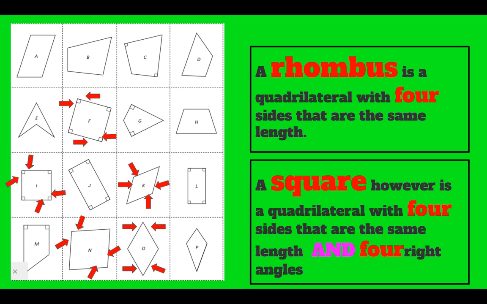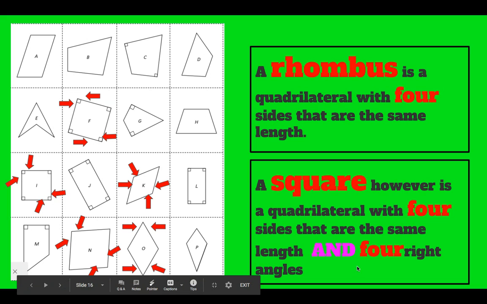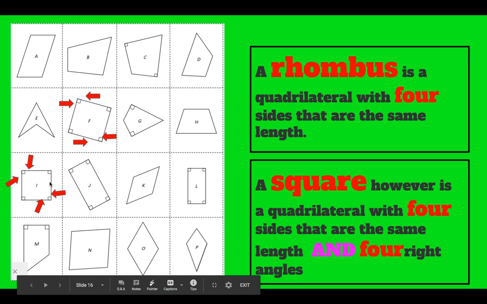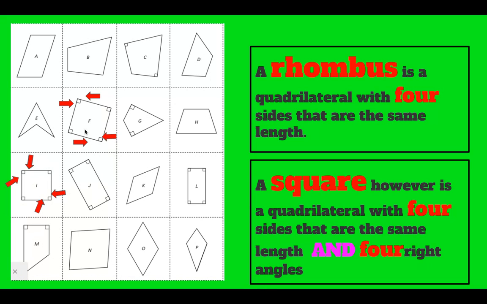Now, a square, we know what squares are. Squares are also the same length, but here's the kicker with squares. They have to have all four right angles. See? And four right angles. So we're going to be eliminating a bunch of these rhombuses here. And here we go. So we're going to eliminate K, we're going to eliminate N, and we're going to eliminate O. So that leaves us with F and I. These are the only two squares because, again, it has to have four sides that are the same and four right angles.